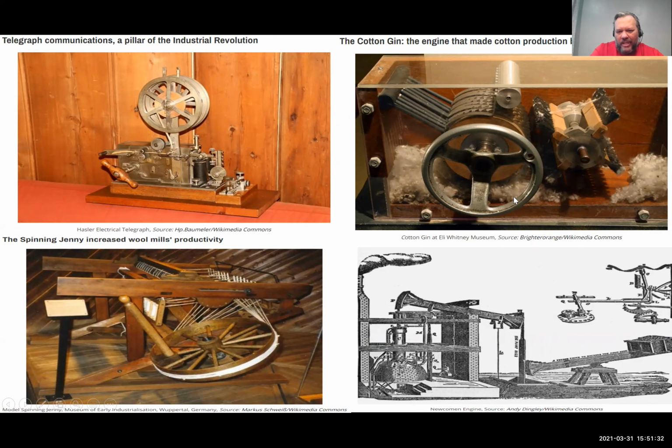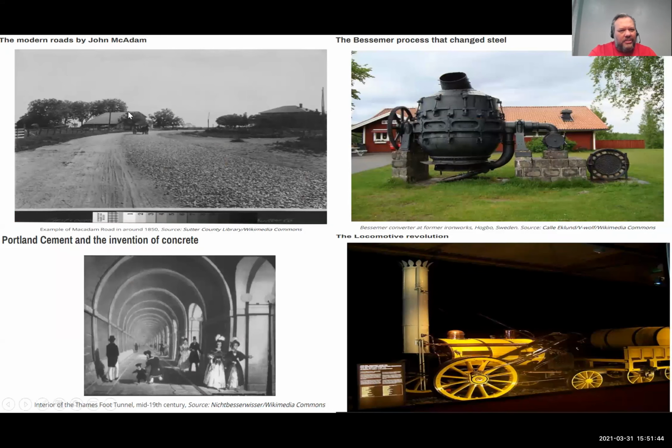So notice these early ones. A lot of the early ones were in textiles, and textiles is manufacturing cloth. So anyway, that's a lot of the beginnings of industrialization. And let's see, the modern road system kind of started. So transportation became a bigger one.